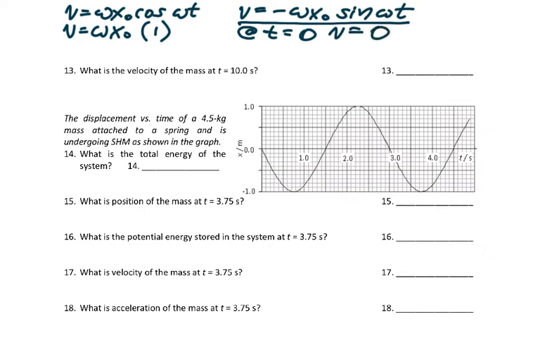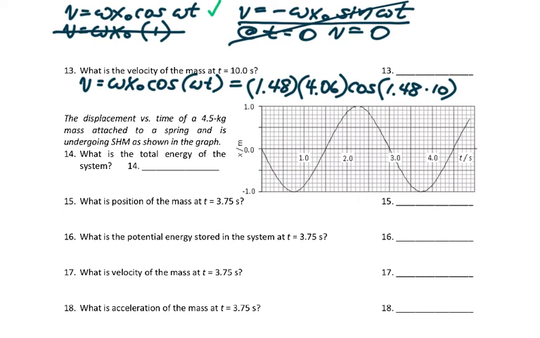At time 0, for this case, the velocity is at a maximum, so I'm not using the sine expression, I'm using the cosine expression. Now again, to be clear, I'm not actually using v is equal to omega x naught. That's actually the maximum velocity. It's asking what is the velocity at 10 seconds, not at 0 seconds.